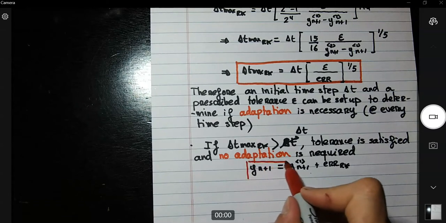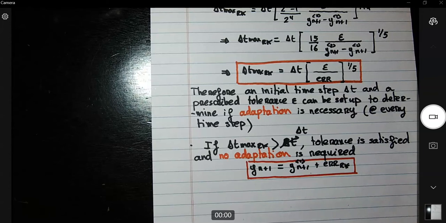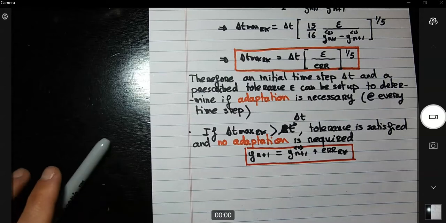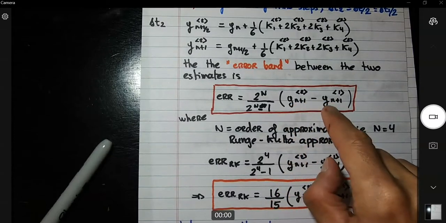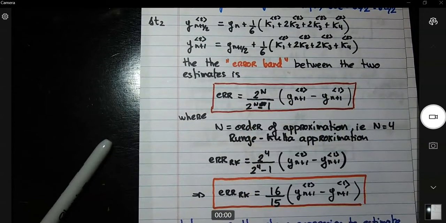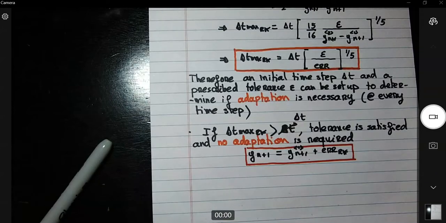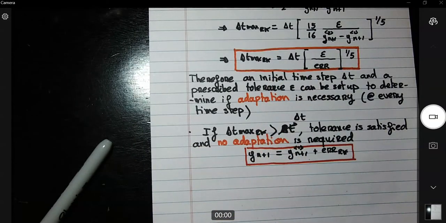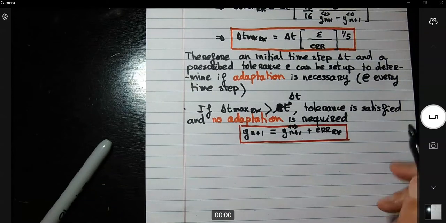So you do the programming, at each time step you do this. If you find that the error, which is what? If you go back, the error is in function of y, okay? It's y n plus 1 at 2 minus y n plus 1 at 1 divided by, so it's 16 over 15, you use this one. So once you replace this value here into here, and you calculate this time step, and you find out this, no adaptation is required.